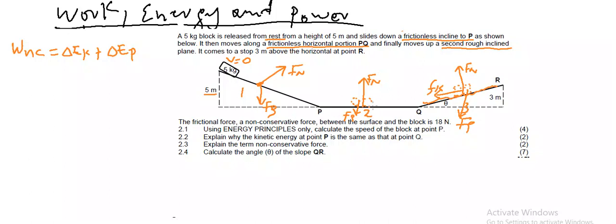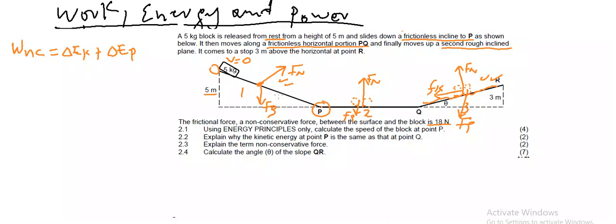Looking at the equations and force diagrams, now let's start with the first equation, which will be on the first path. The frictional force, the non-conservative force between the surface and the block, is 18. So the frictional force here is 18. The first question says, use the energy principles only. Calculate the speed of the block at P. Here is P. We start from the top and go to P.